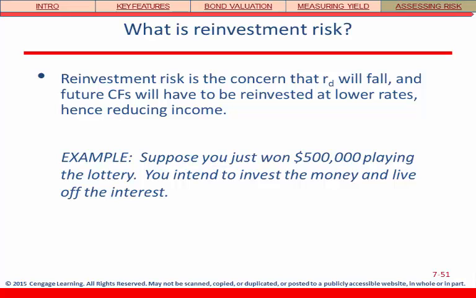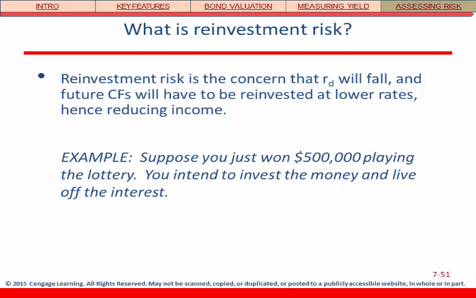Now, on the flip side from price risk is reinvestment risk, and it's another type of interest rate risk. With reinvestment rate risk, there's concern that if interest rates fall, future cash flows will have to be reinvested at lower rates, hence reducing income. Now, what does that mean? Essentially, that means that if a bond matures and interest rates fall, I'm a little bit worried because now I have to reinvest this money at a lower rate than what I had before. All right, so now I'm going to be making less income.